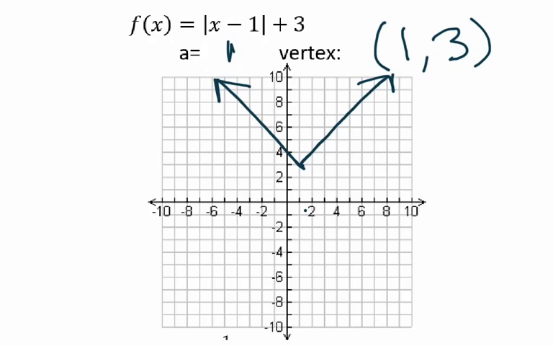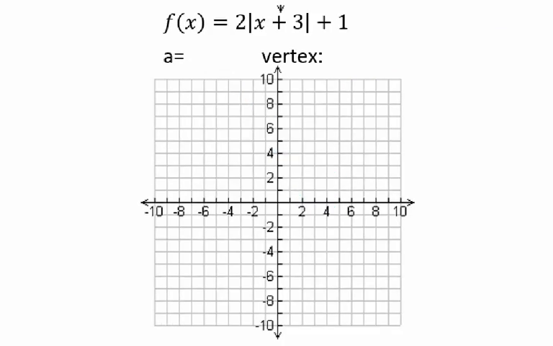So on this one, again, the domain is all real numbers. But the range is not all real numbers greater than or equal to 0. This time, our range goes until positive 3. So our range this time is going to be all real numbers greater than or equal to positive 3.